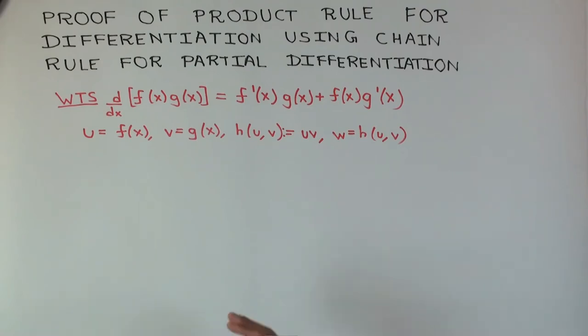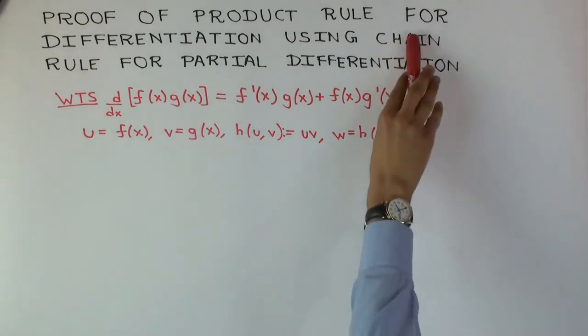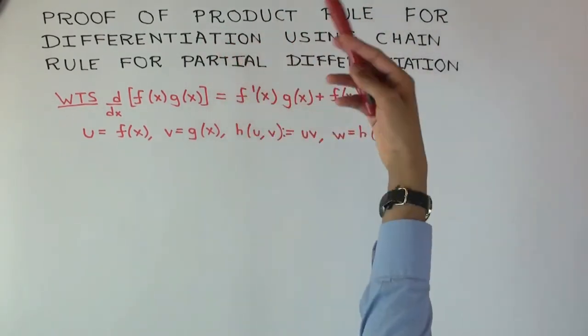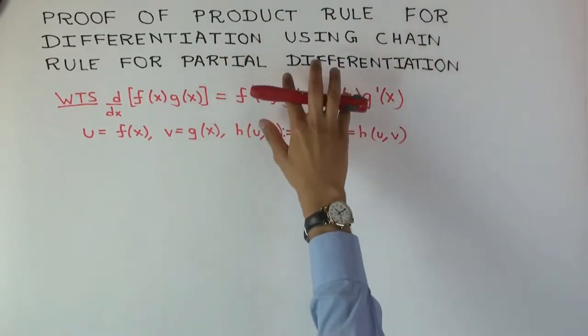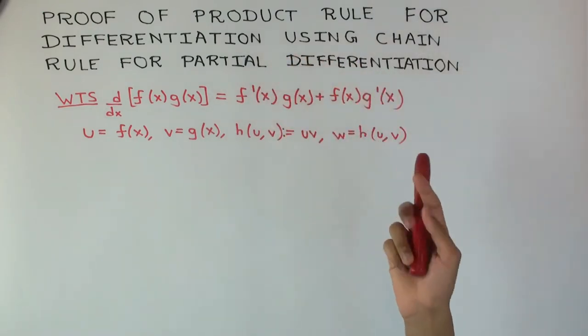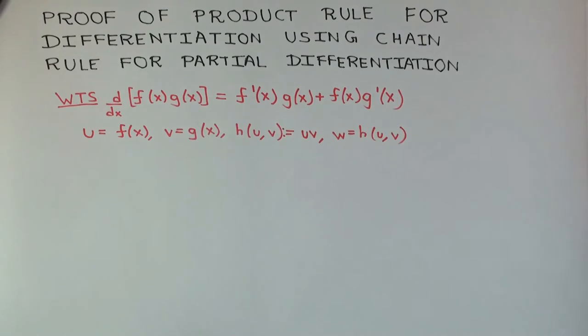Okay, and that sounds a little weird, but the point is, if you don't use the chain rule for partial differentiation and directly try to prove this, you have to prove it using limits and some manipulation, which is not very hard, but it's some algebraic manipulation. It's not intuitively clear what's happening. Whereas this proof I'm going to give you is really intuitive, once you get it.